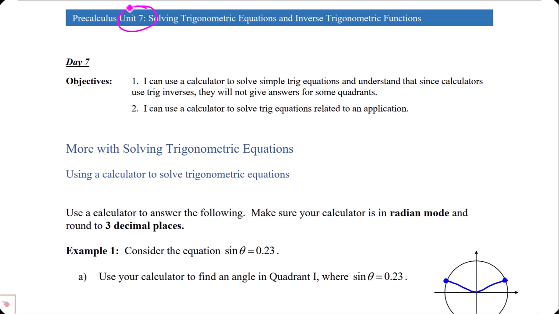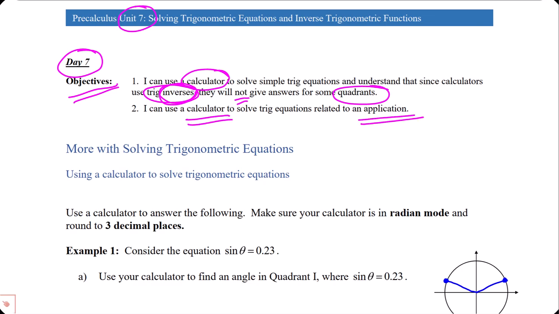Unit 7, Day 7. The objectives are helpful here to see what's going on. We're going to use a calculator and understand that calculators use trig inverses, so they will not give answers for some quadrants. It only gives the answers for the quadrants that are defined by the inverse function. And then we'll use a calculator to do word problems.